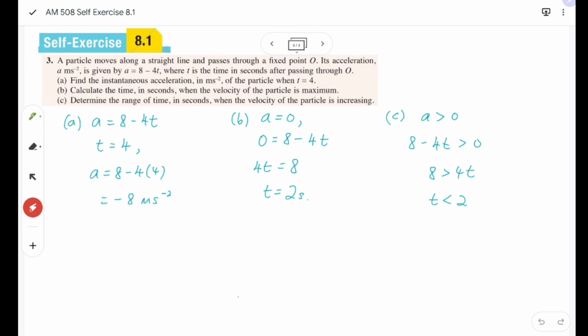C. Determine the range of time in seconds when the velocity of the particle is increasing. When the velocity of the particle is increasing, it means we are speeding up, we are accelerating. So basically, this tells us a greater than 0. So 8 minus 4t greater than 0, 8 greater than 4t, and t less than 2.